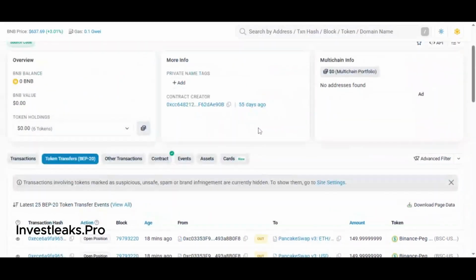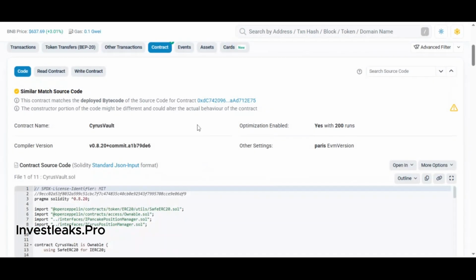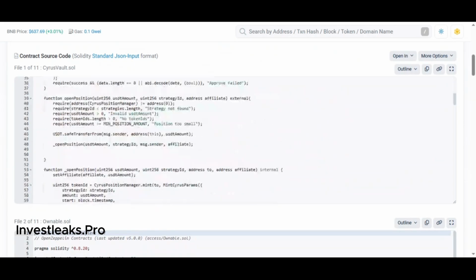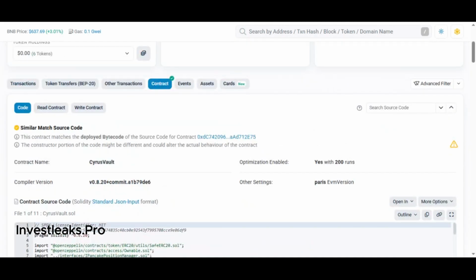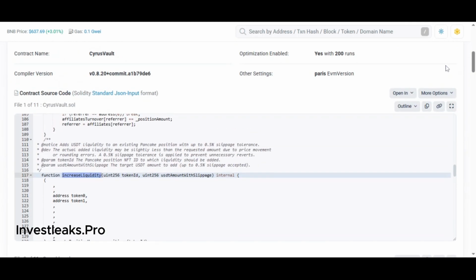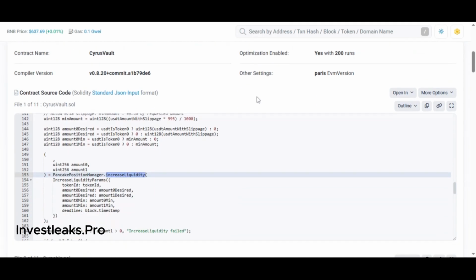I open the Vault contract and start from the basics. My first question is simple. Does this contract really send funds into liquidity, or is that just an assumption? To check this, I stay on the contract code tab and use the search source code field. I type increase liquidity. The contract immediately shows a function that calls Pancake Position Manager increase liquidity.